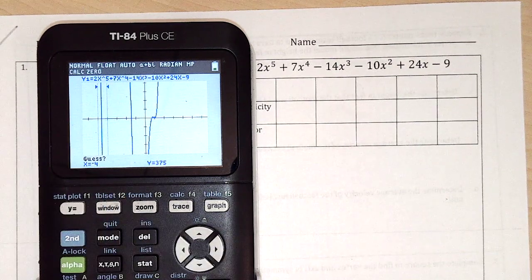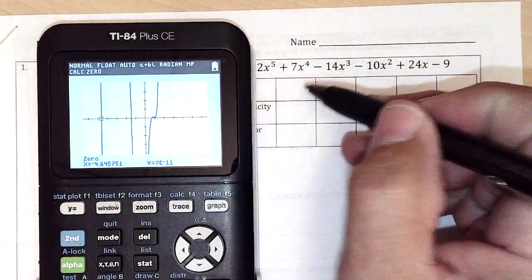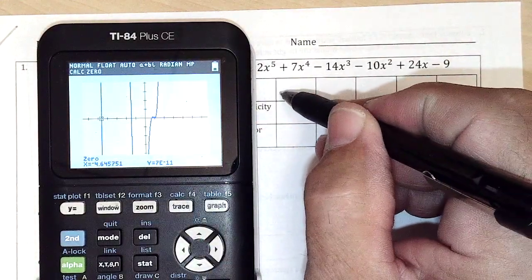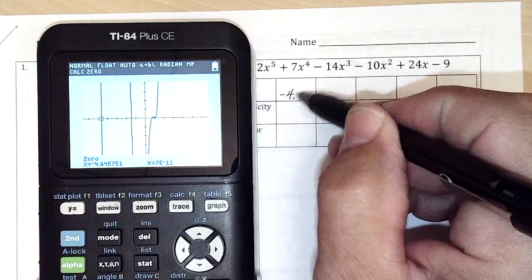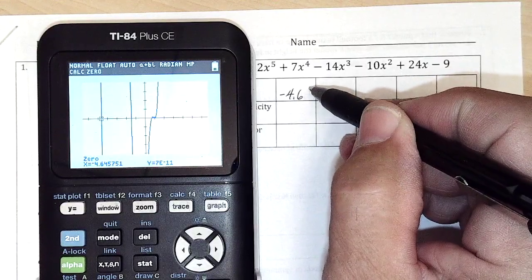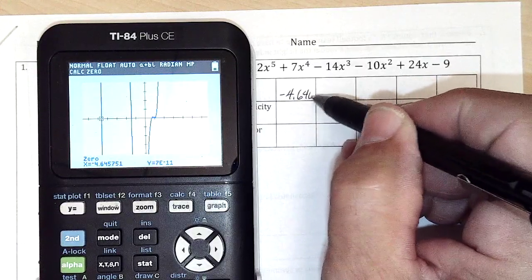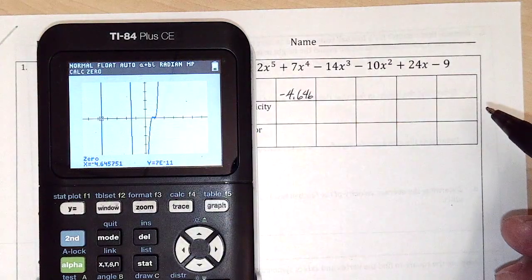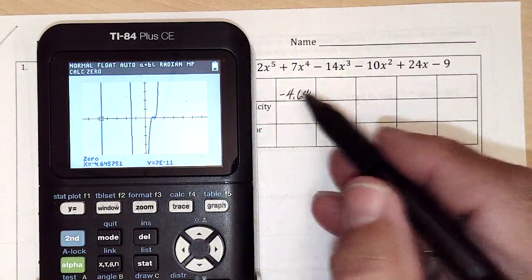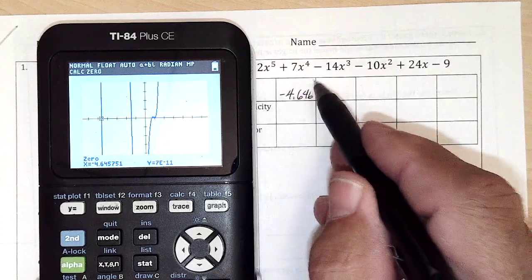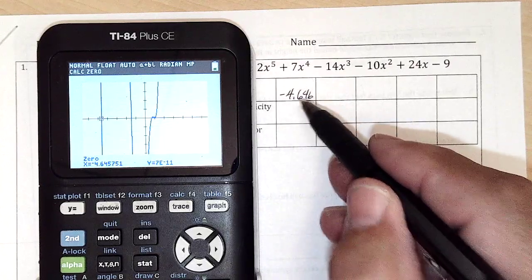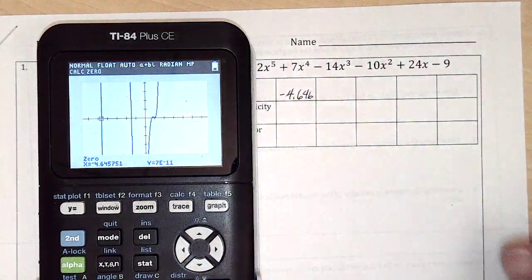Second, calculate the zero between -5 and -4. Now, see it's between there, and I'm going to guess it's -4.5. And it says, no, it's -4.646 if I round off to 3 decimals. That's not a very nice number. I might want to try to find the exact number for that. This is a decimal approximation.